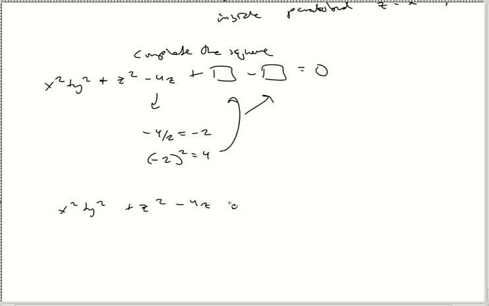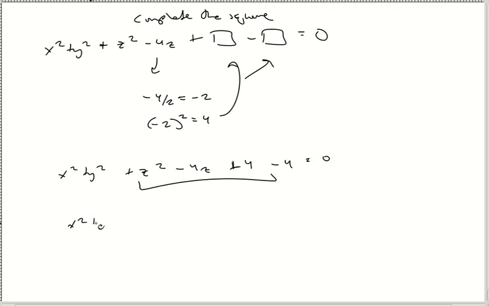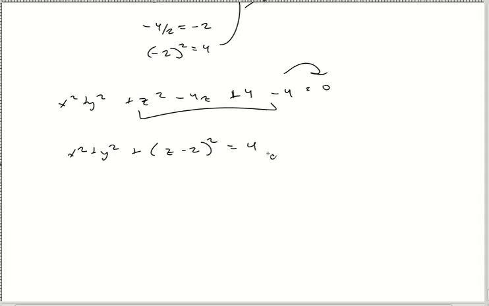Rewriting. Plus 4, minus 4. And this here makes a perfect square: z minus 2 squared. I'm going to toss that 4 on the other side. Okay, so I want to get z by itself. I'm going to toss this stuff over here as well. Z minus 2 all squared equals 4 minus x squared minus y squared.